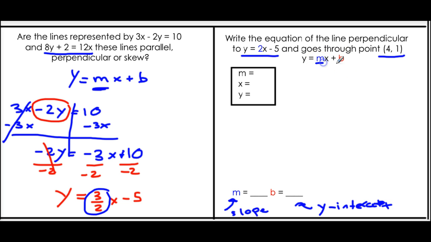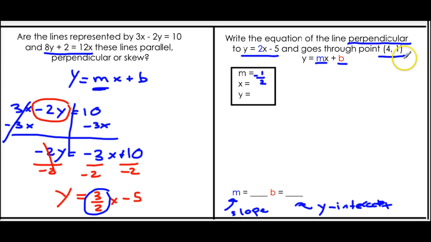When you find out your m and your b, you just plug it in here, and that will be your new equation. How do you do that? Well, the first part is the slope part. If we want a perpendicular slope to this line, we have to flip this and make it negative. So if the slope of this line is 2, our perpendicular slope, if we flip it over and negate it, is negative 1/2.